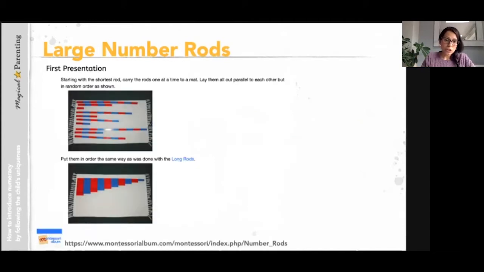I took these pictures from Montessori album, who very kindly allowed me to use it for this course.